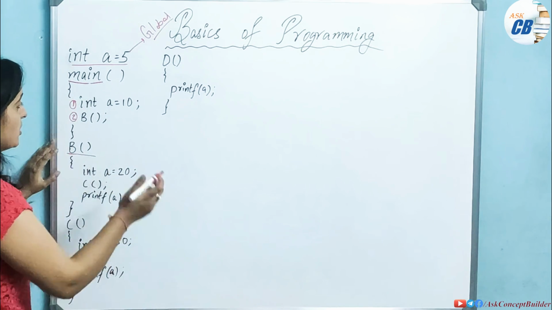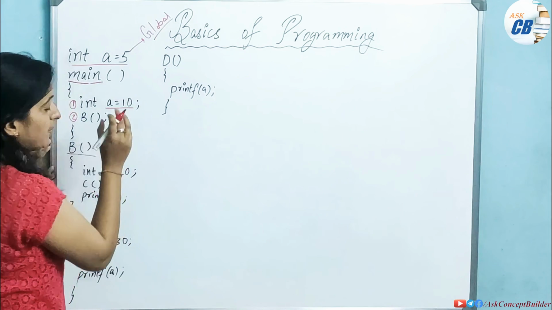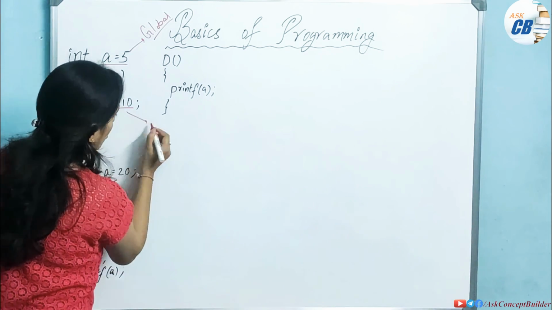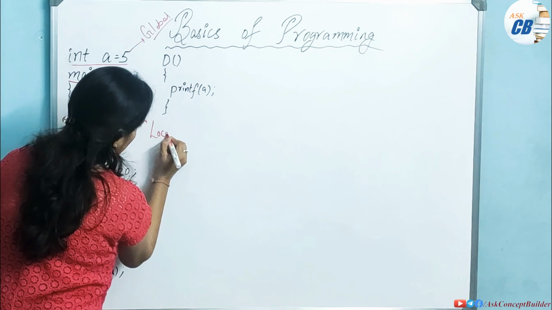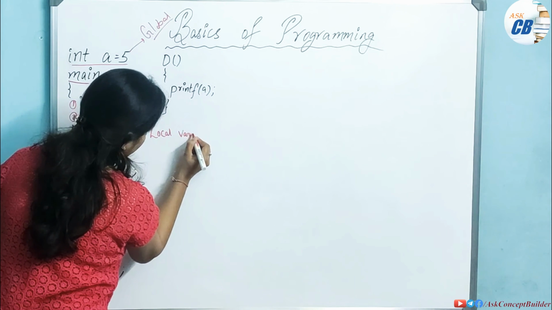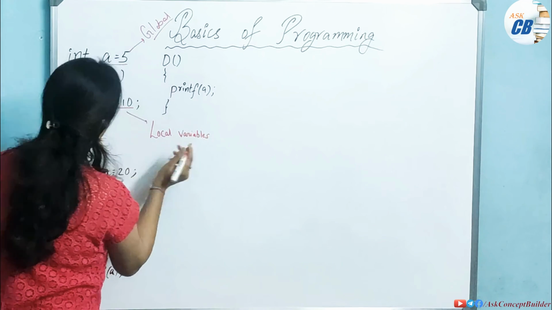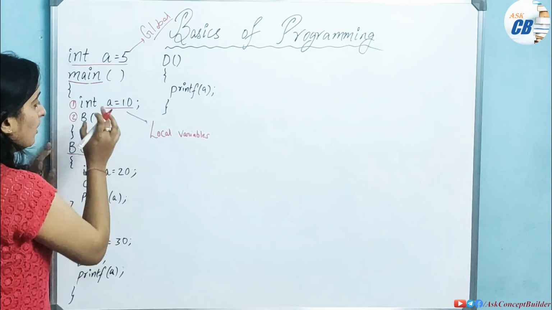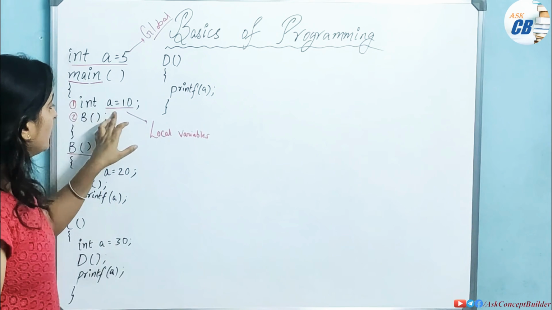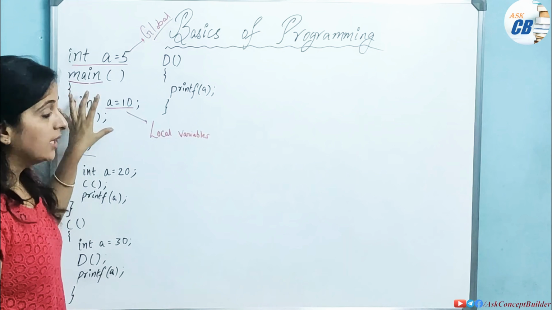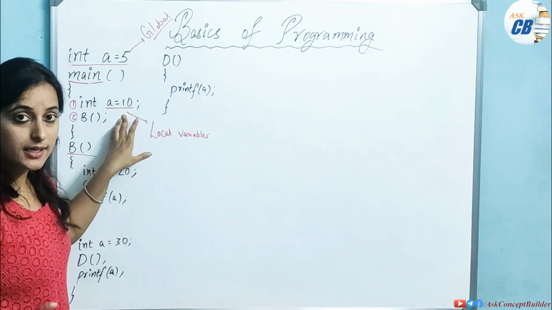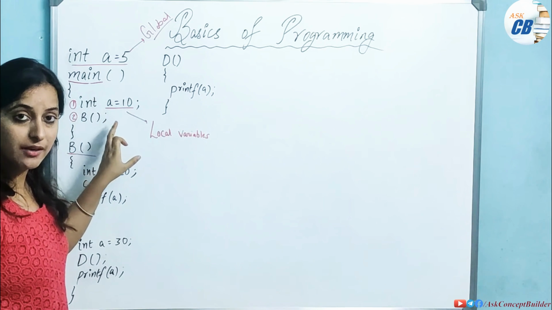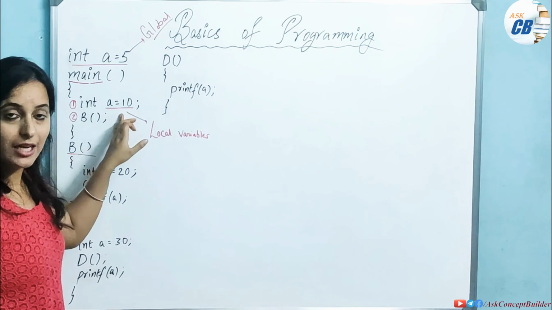Okay, and the variables which are present inside any function, those are called your local variables. Fine. Now see, for this main function, a is the local variable. Local variable means the scope of this variable is within this function only. The value of a equals 10 is the value of a within the main function only. It will be represented with the value 10.